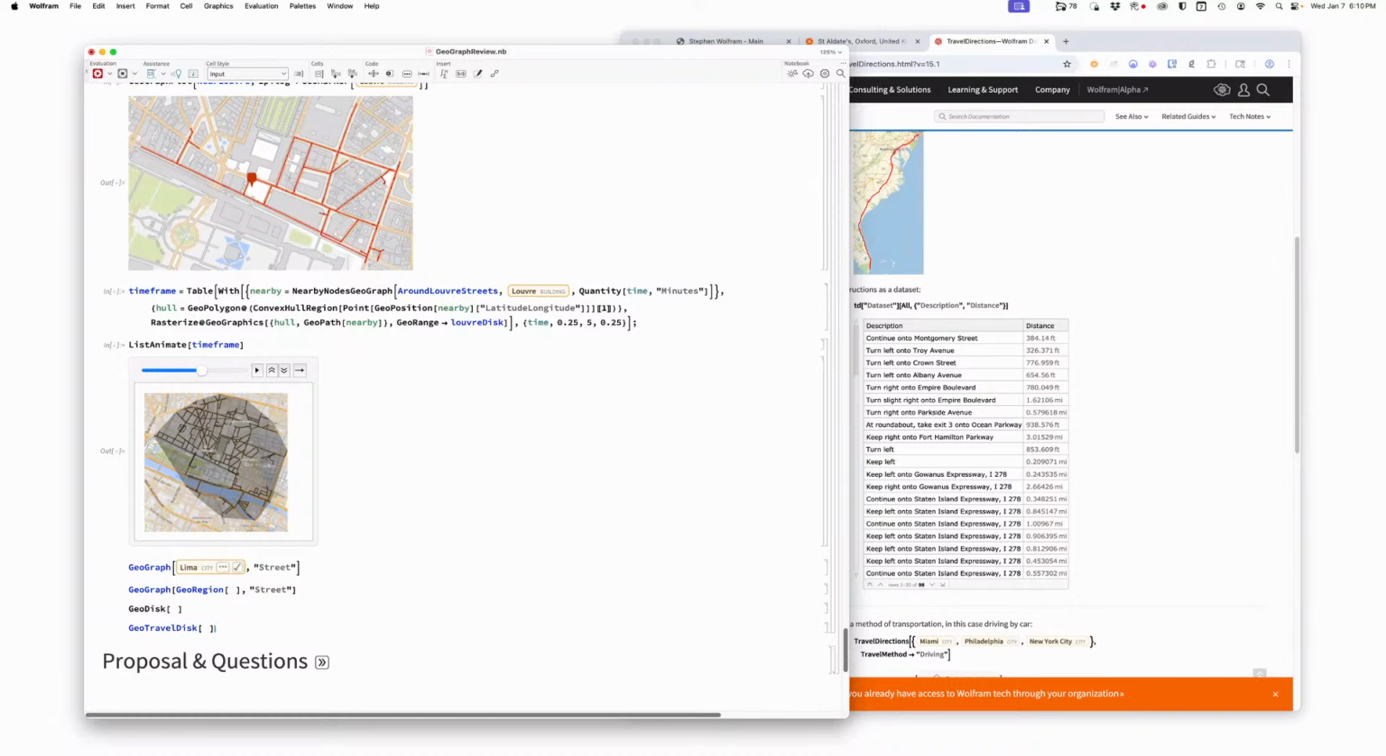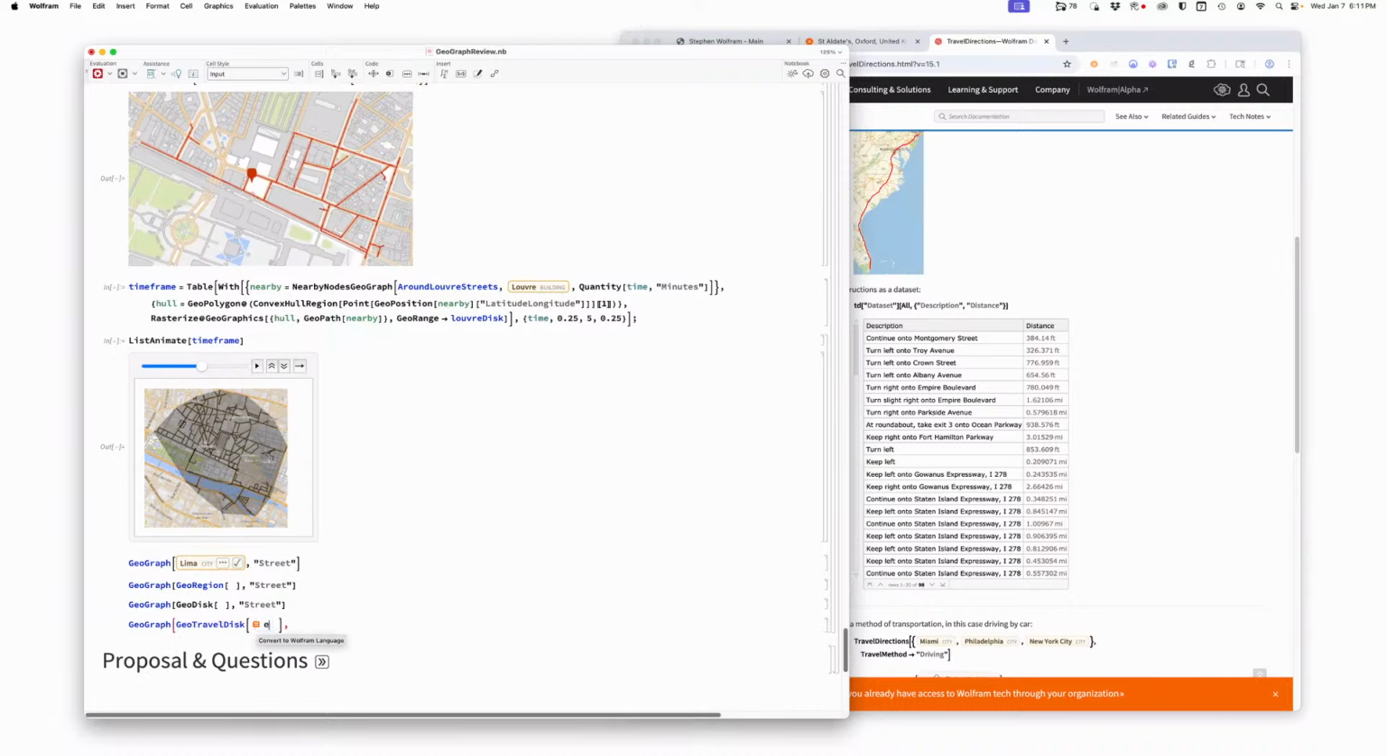I know. Look, forget the georegion for a second. Let's just imagine that you say GeoGraph of geodisk, which you were just doing. That will work in the current design. So what I'm proposing is GeoGraph of a geotravel disk of a starting point and a distance over time. Eiffel Tower, yeah.